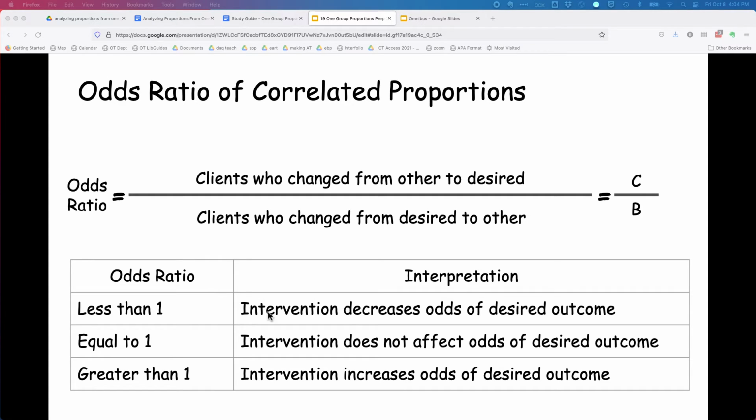If the odds ratio is less than 1, that means that our intervention actually makes it less likely, decreases the odds that somebody is going to wind up in the desired category. What we really want to see is an odds ratio greater than 1, which means that our intervention increases the odds of somebody winding up in the desired outcome category.